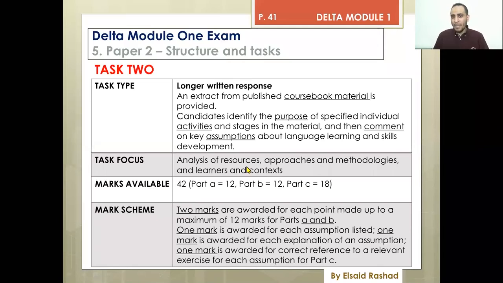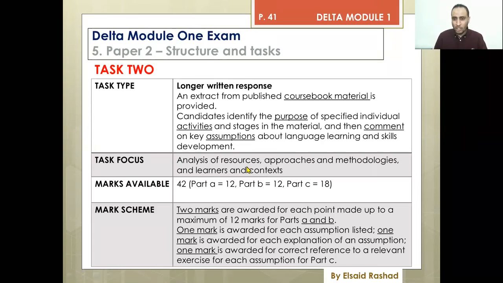They give you material from a course book, and they ask you to analyze the material according to the purposes of the activities. Each exercise, the purpose or the aim of the stage or the exercise or the activity. Then they ask you to comment on these activities and the previous activities. And then they ask you to write some assumptions and provide some reasons behind the assumptions for some exercises. It's the most important and accurate task in Module 1, Paper 2.